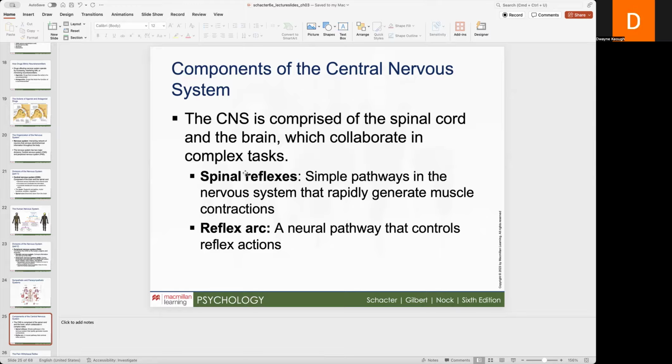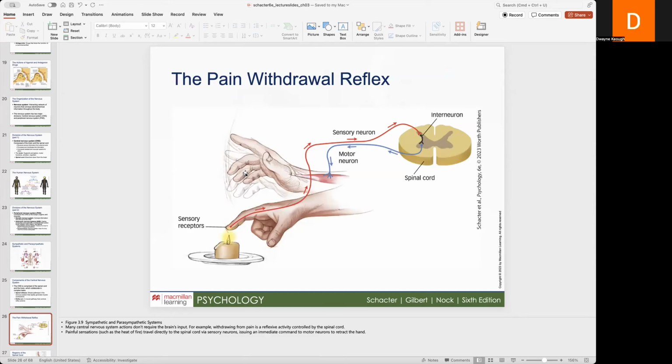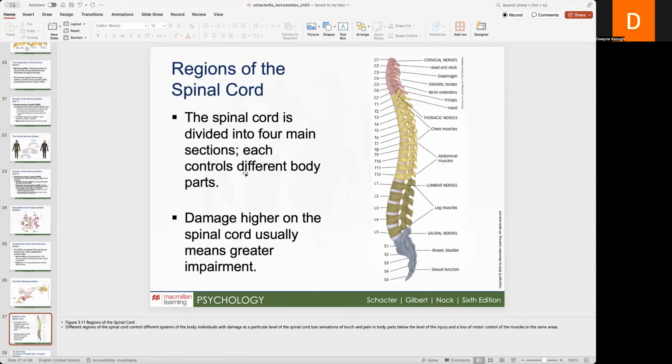A reflex arc is a neural pathway that controls reflex actions, like when we reach and touch something that's warm. Not that I'm going to encourage you, as the illustration suggests, to reach out and put your finger towards a flame, but if you've done that, you know that if it's too hot, the receptors immediately send signals through the spinal cord to pull our hand away and avoid further damage.